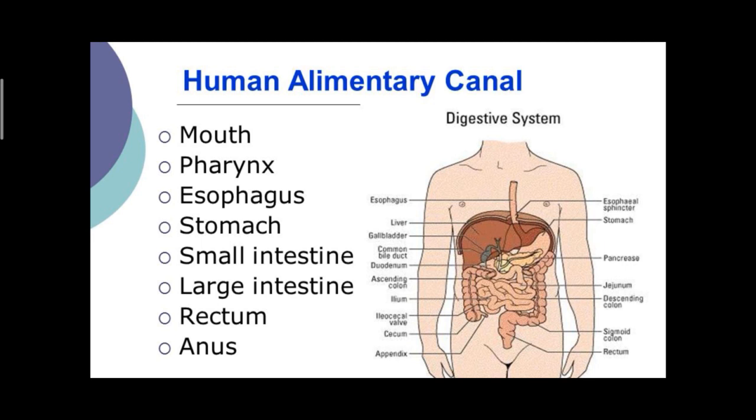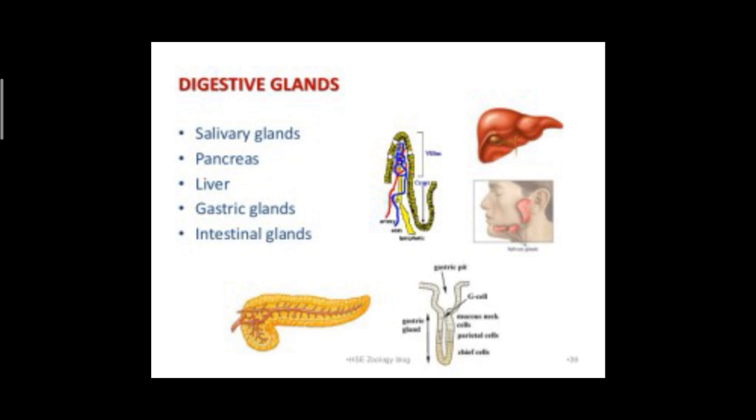Then the last two parts are rectum and anus. Rectum and anus are the parts of large intestine. So these parts we can tell by another name. These are the human alimentary canal. So these are the parts in the human alimentary canal. So digestive system consists of the human alimentary canal and digestive glands. So these are the glands which will secrete fluids for helping in digestion.